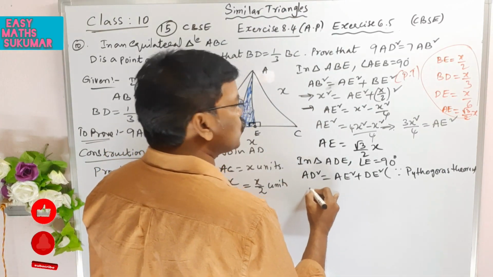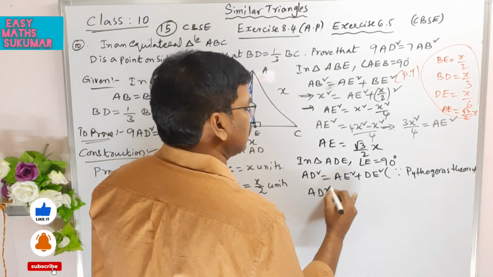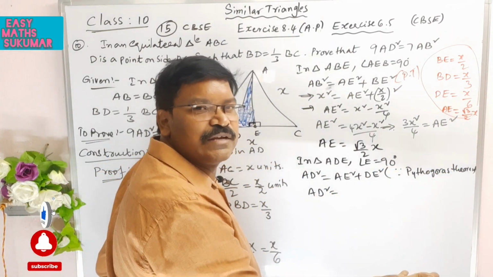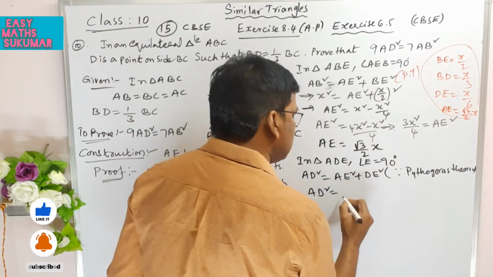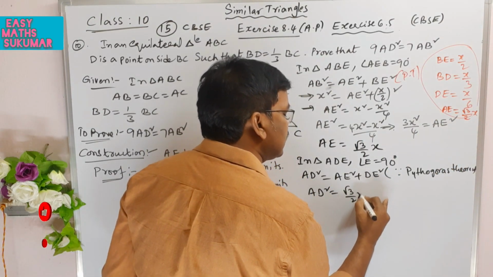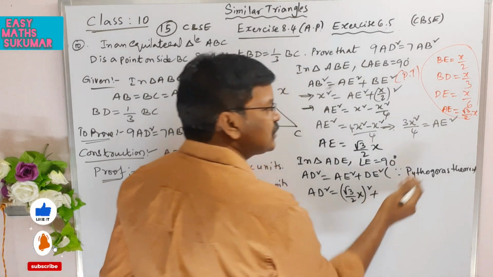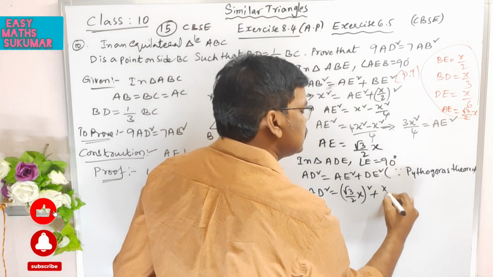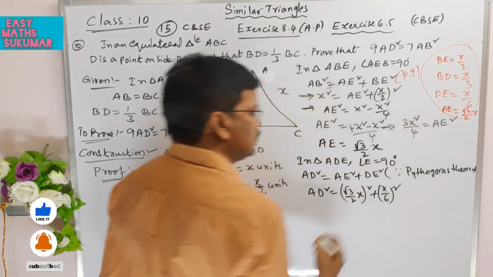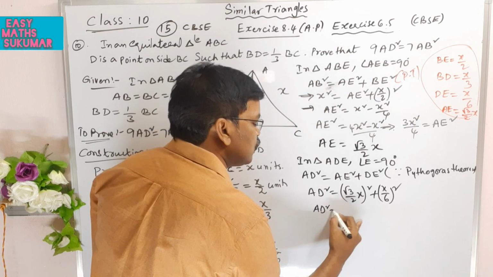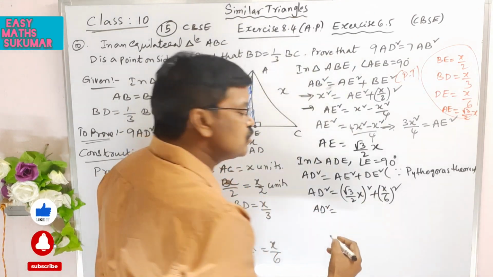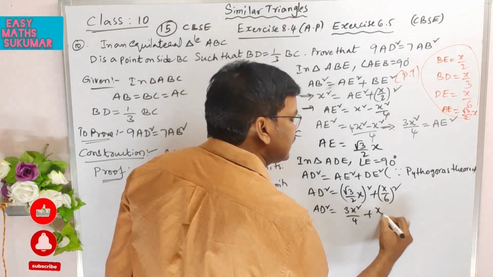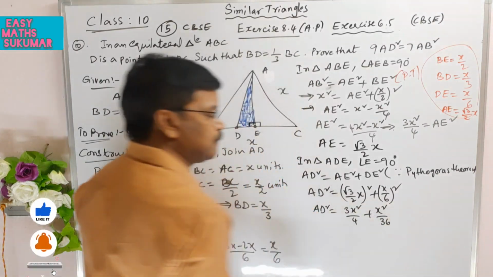So AD square is equal to, AE means what here, my dear students? Root 3 by 2x. So instead of AE, I will write root 3 by 2x whole square, plus DE means what? Here x by 6, so this is x by 6 whole square. So AD square is equal to root 3x by 2 whole square, means 3x square by 4, plus x square by 36.